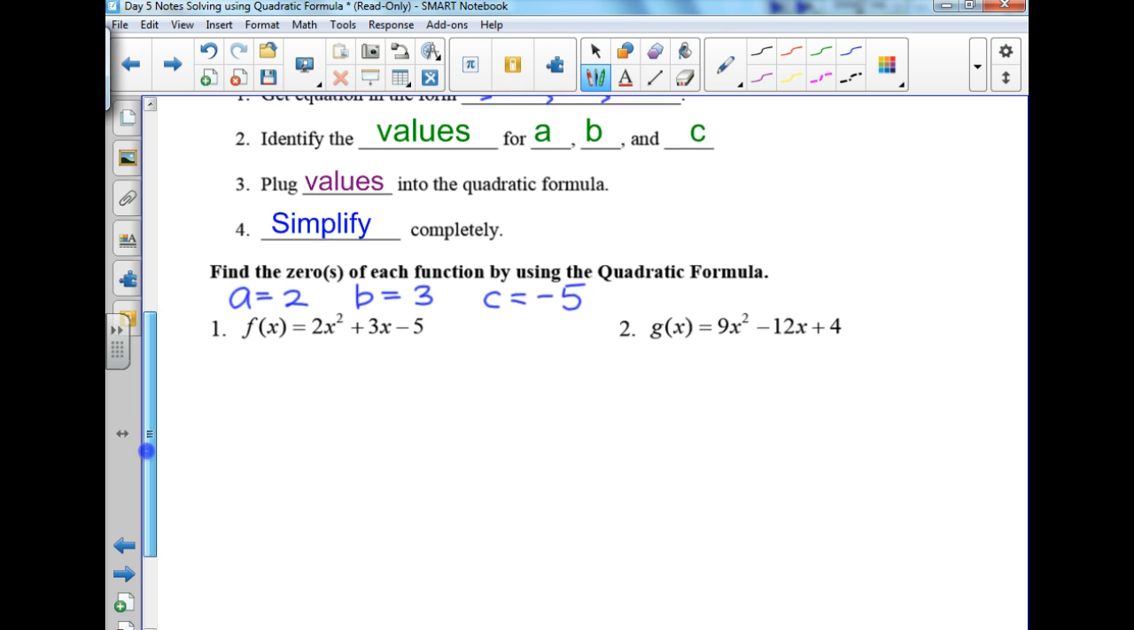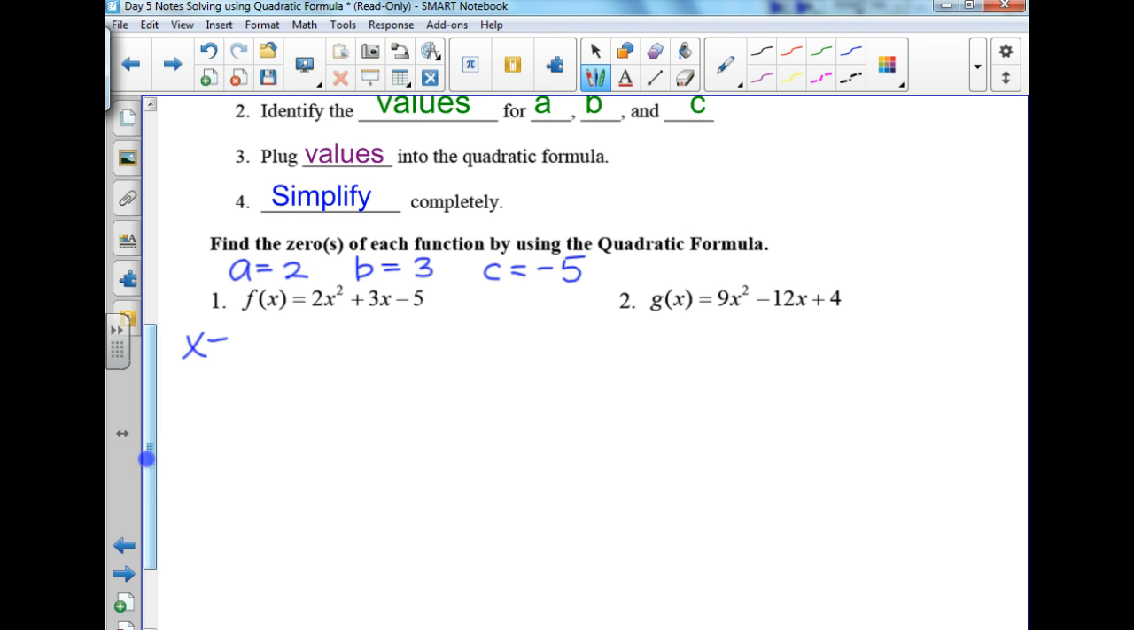Okay, so now we plug into the formula. So we write x equals, and I want to see this on your paper. The formula says -b, so I'm going to put -3 plus or minus, square root, and then we're going to fill in the square root with all that stuff. So it's b squared. Make sure you put the b in parentheses and the square on the outside. That way when you plug it into your calculator, you make sure you get the right answer every time.